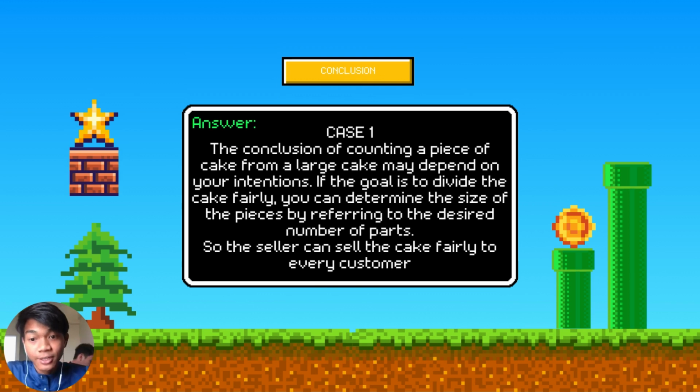As for the conclusion for case 1, counting a piece of cake from a large cake may depend on your intentions. If the goal is to divide the cake fairly, you can determine the size of the pieces by referring to your desired number of parts. So, the seller can sell the cake fairly to every customer.